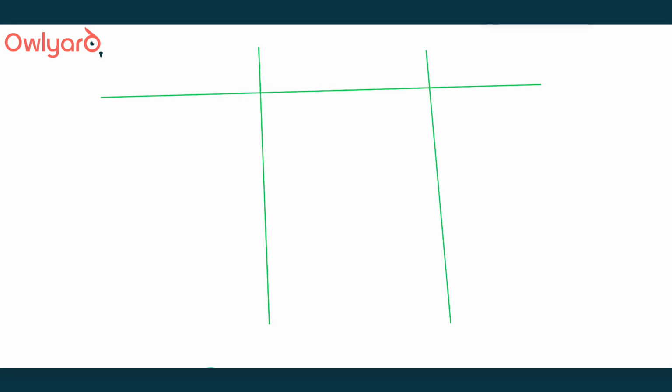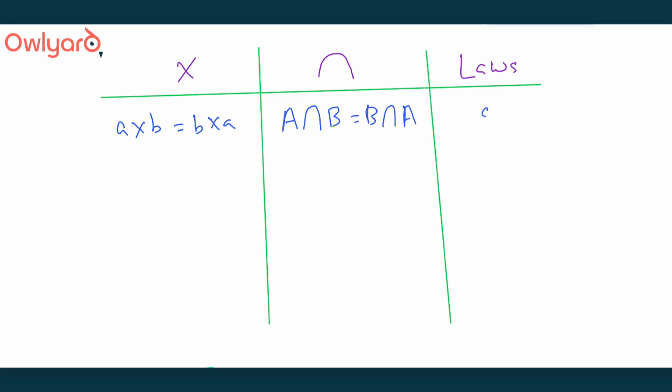Okay, now we draw a very similar connection between the arithmetic operation times, or multiplication, and intersection, the way we have defined them in set theory. And of course, I will write down the names of the laws here. In the arithmetic world, if I multiply two numbers, a times b, that gives me the same as b times a. So the commutative law holds. Similarly, in sets, you can check that A intersection B is the same as B intersection A. We mentioned that this is our commutative law, right?